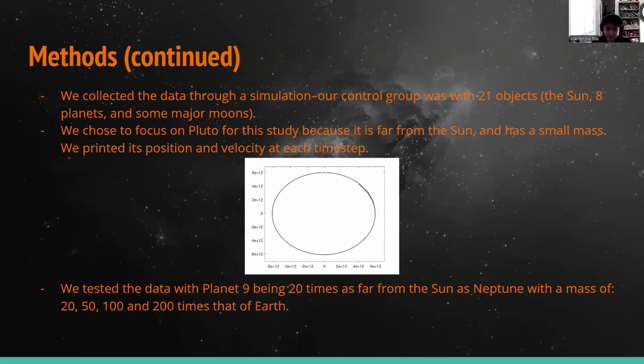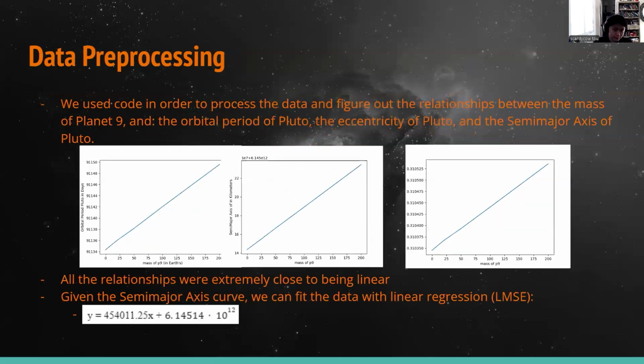We tested the data with Planet 9 being 20 times as far from the sun as Neptune, because researchers said that would be how far it would have to be for us to have not detected it yet. And we did it with a mass of 20, 50, 100, and 200 times that of Earth.